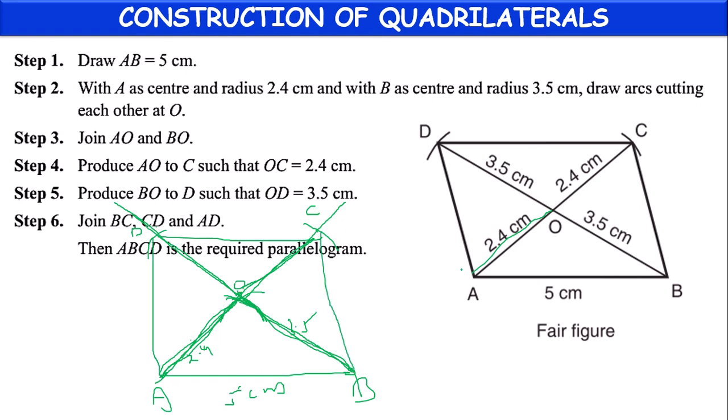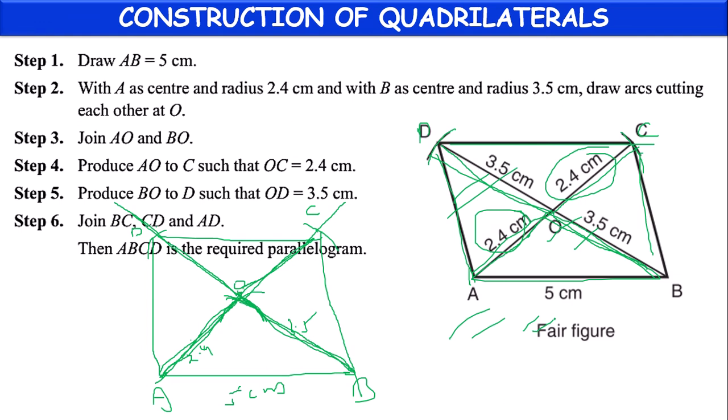Now we have got the parallelogram ABCD. So very simple, children. First you have to draw the triangle, then extend these sides. If this is 2.4, with the same 2.4 centimeter radius, cut this line, mark this point as C. If this is 3.5, with the same 3.5, cut this line, mark that as D, join all the points. You will get the required parallelogram.